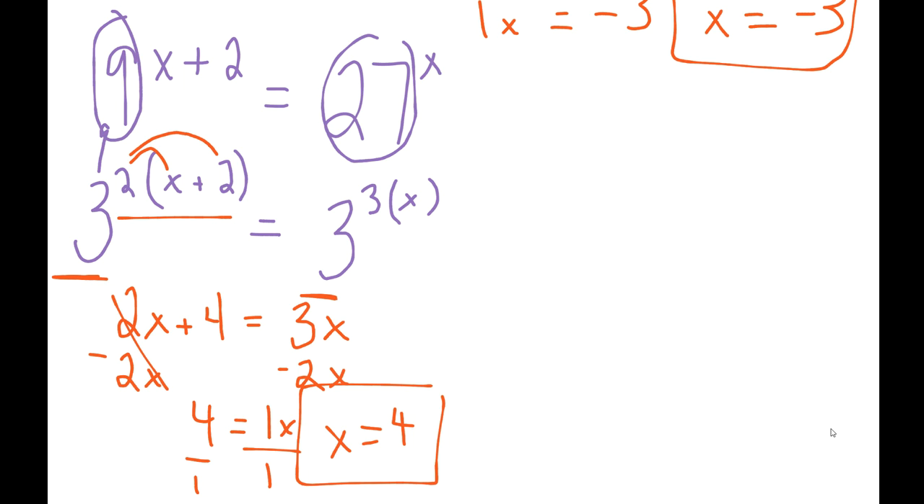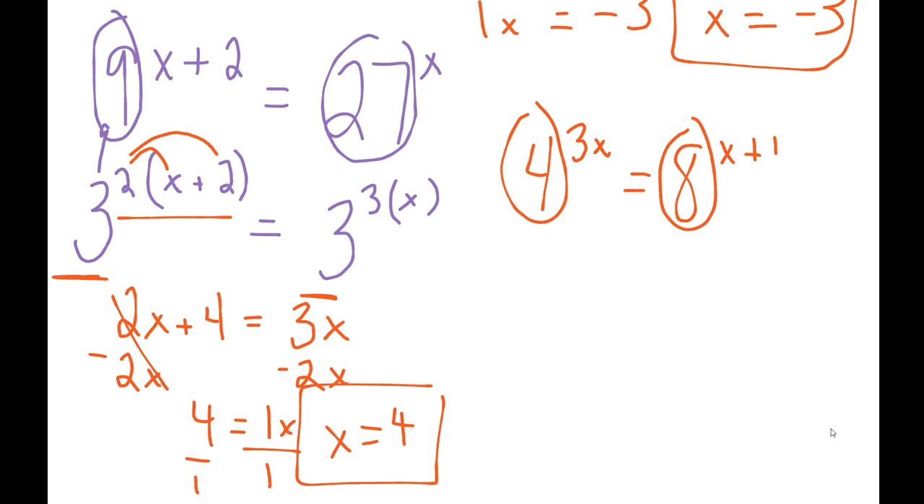Let's do one more of those. Let's do 4 to the 3x equals 8 to the x plus 1. So again, you might think, well, how can I turn 4 into an 8? Once you square 4, it's already too big. So again, I'm going to change both of these into 2s. Write them as powers of 2. So how do you write 4 as a power of 2? 2 squared. And don't forget, you still have a 3x here you haven't used.